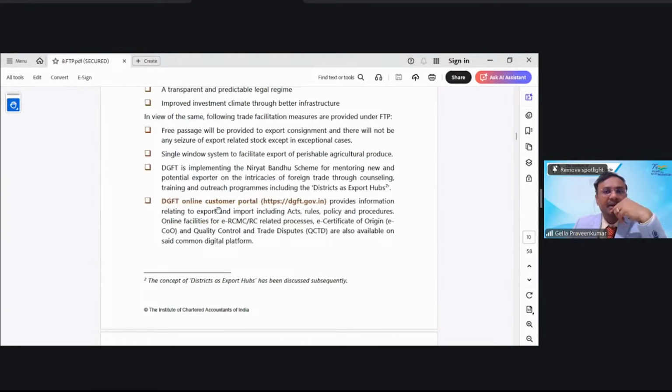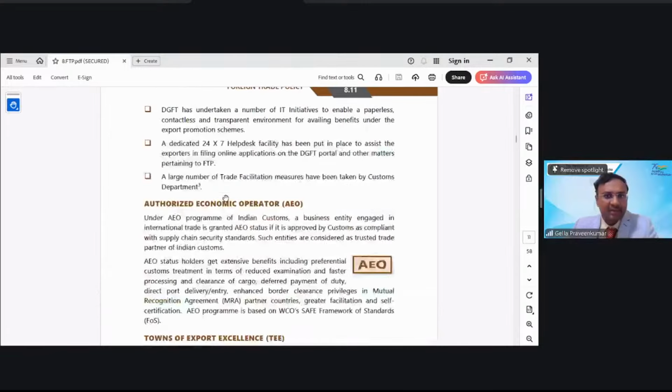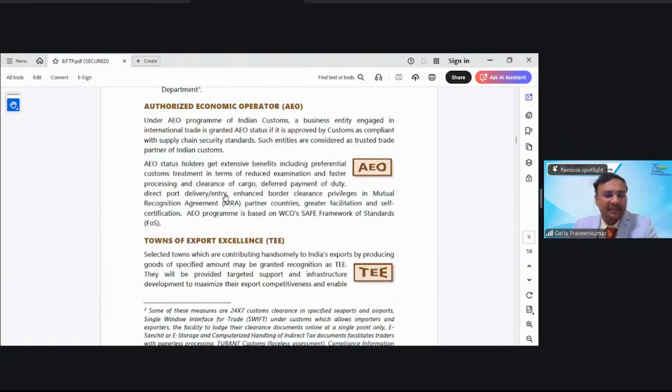Free passage will be provided to export consignments. There will not be any seizure of export goods. Now, this I will explain through the AEO concept, and there is one more concept called status holder.